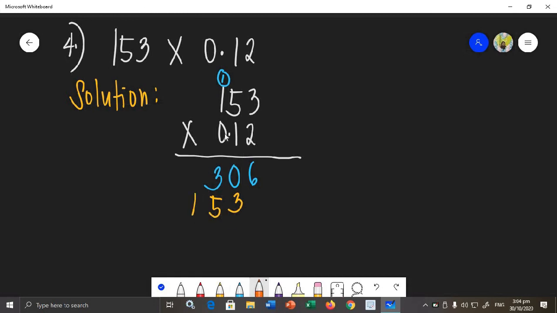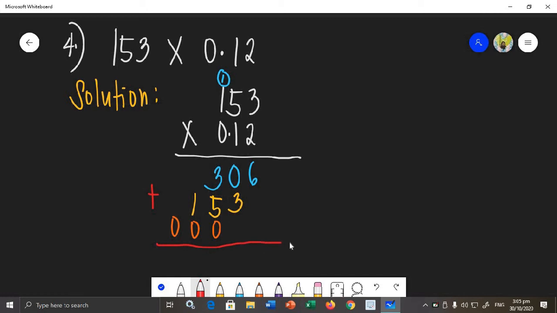And then the last number, which is 0, we should multiply 0 by 3, 5, and 1. The answer in all of this is 0. So we should write 3 zeros. Okay? So, minadali lang. 0 times 3 is 0. 0 times 5 is 0. 0 times 1 is 0. So, we have 3 zeros there.